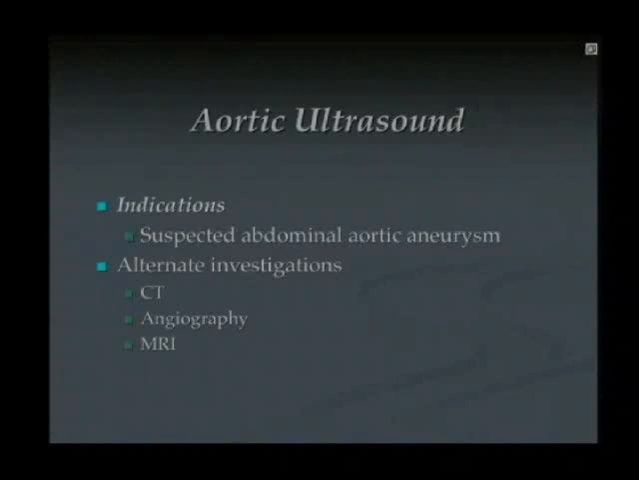There are alternate investigations. Obviously, CT is absolutely fantastic. A helical CT is great. You don't need contrast if you're just looking at aortic diameter. But if they've got good kidney function, you don't want to wait around for the creatinine. And if you can wait for creatinine, you can get a contrast CT as well. Angiography really is a historical note only. MRI is excellent, really not that practical for our purposes.